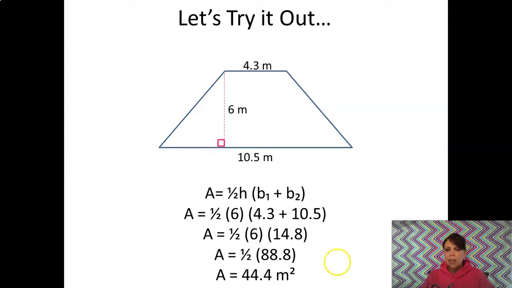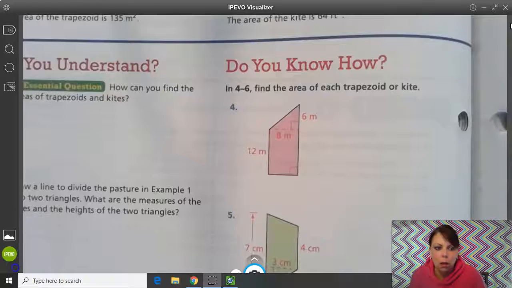There is a shortcut to this, and I'm going to share that shortcut with you in just a second. So I'm going to pause this video. I'll be right back. I'm going to get out my workbook. You should too, and open up to page 402.